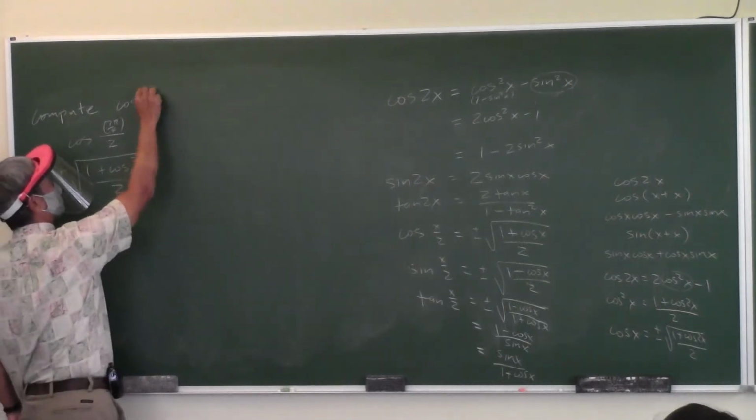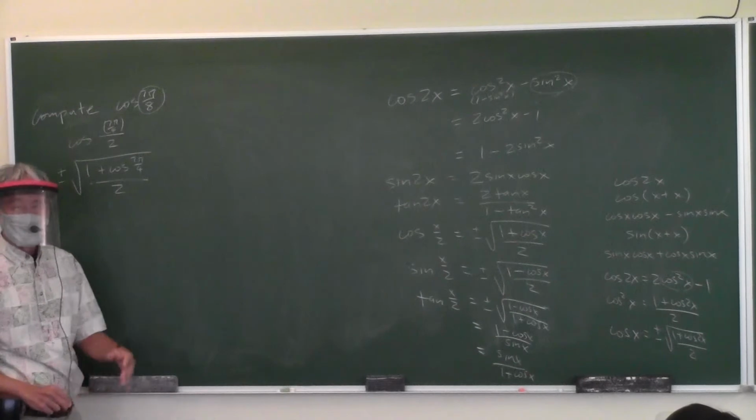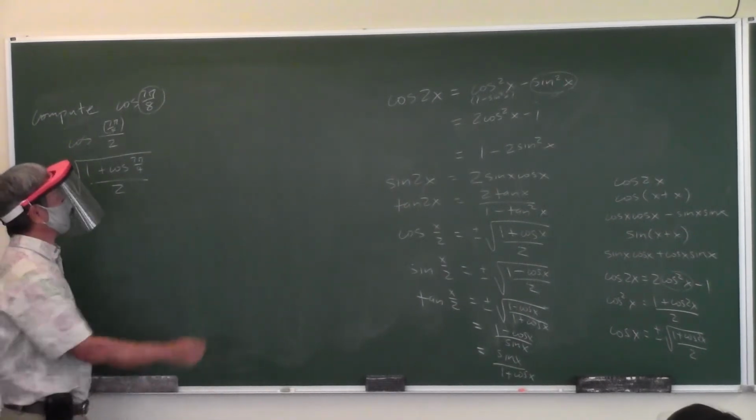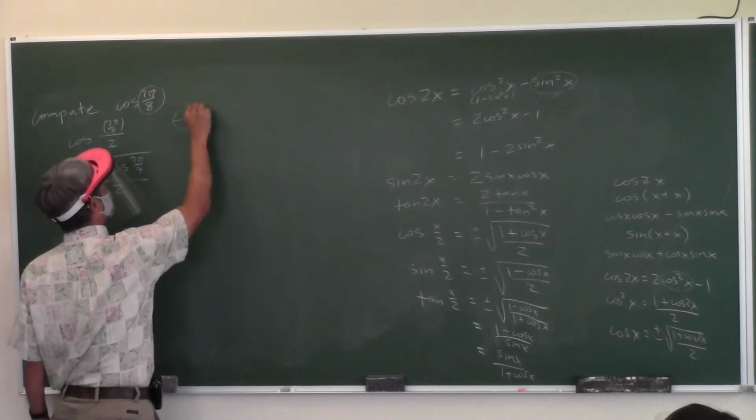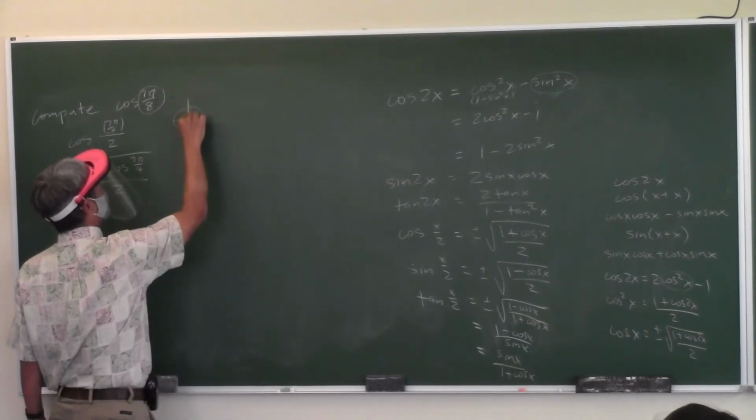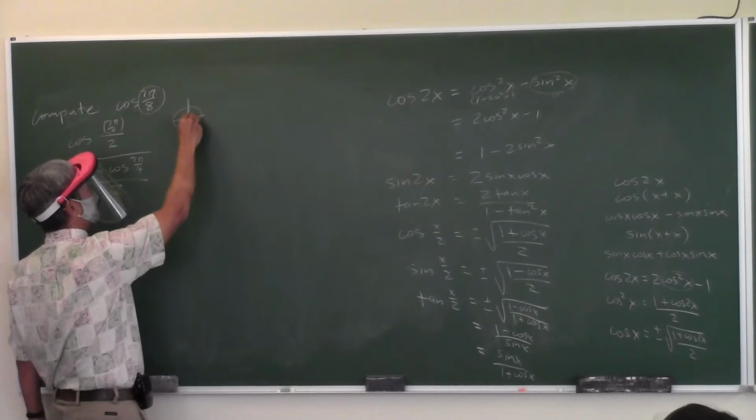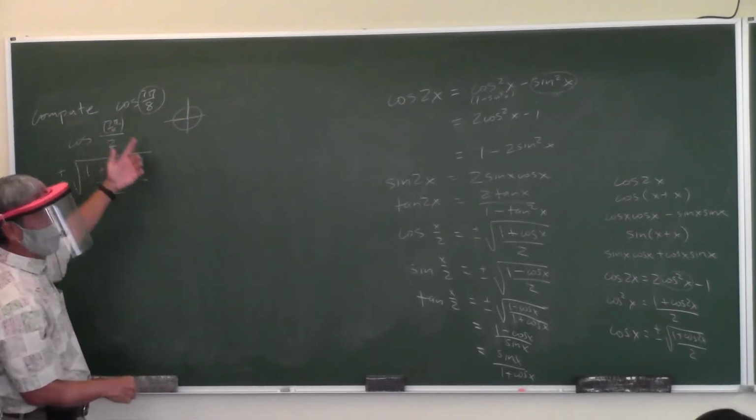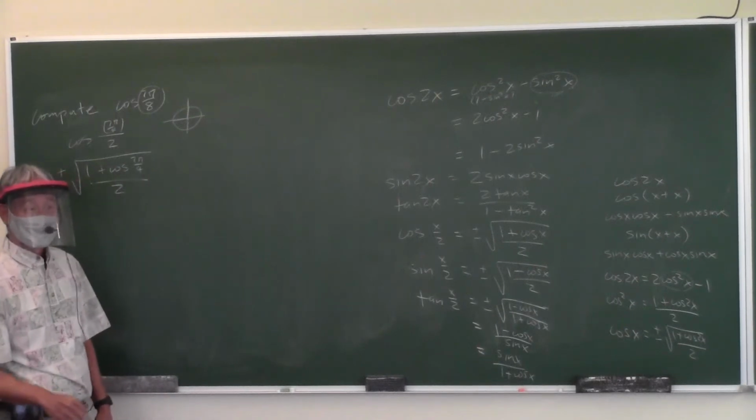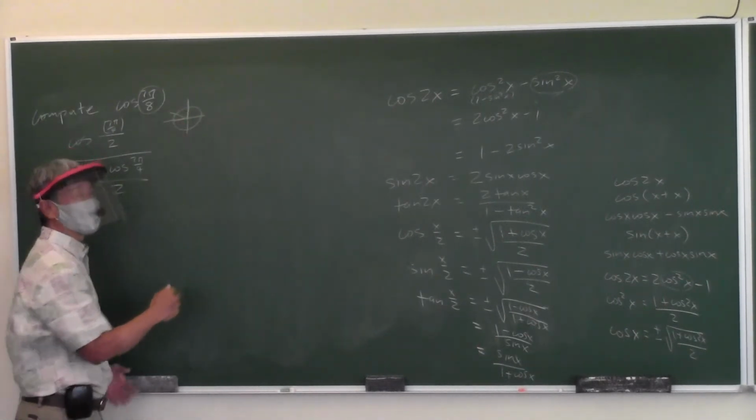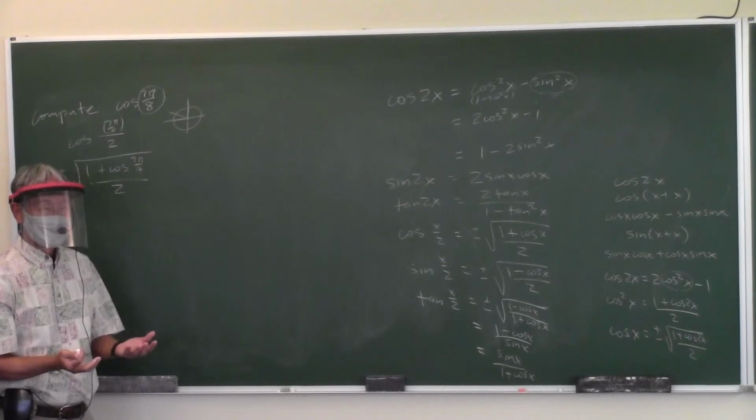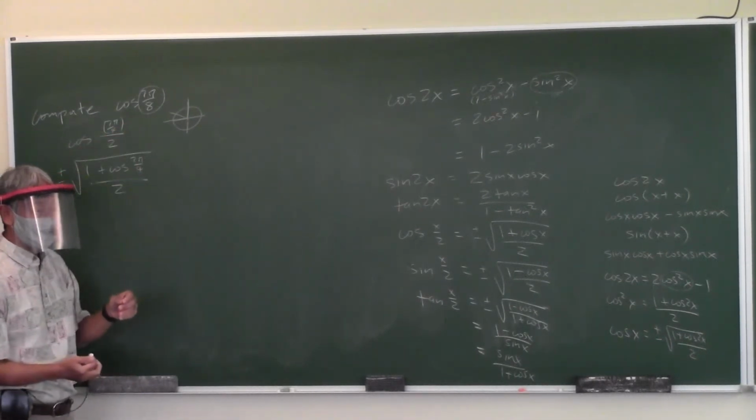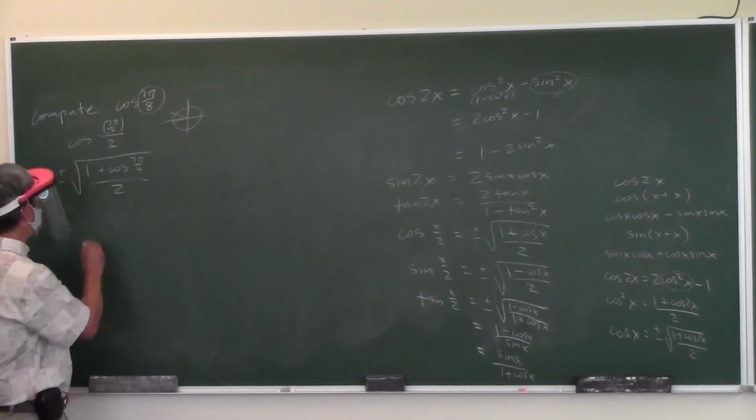You have to know the quadrant of that angle. Where is 7 pi over 8? Okay, here's the unit circle. Here's pi over 2, this is 4 pi over 8. This is pi, which is 8 pi over 8. So shouldn't 7 pi over 8 be somewhere in between? Yeah, it's over here somewhere. It's in the second quadrant. So what is the cosine of a second quadrant angle? Negative. So that's how you pick the sign.